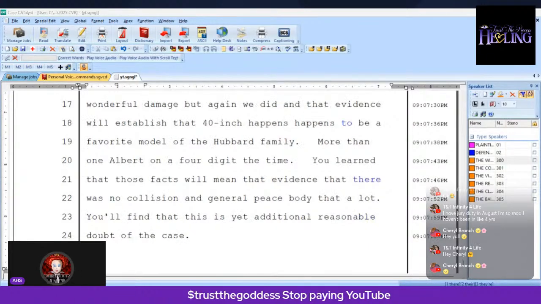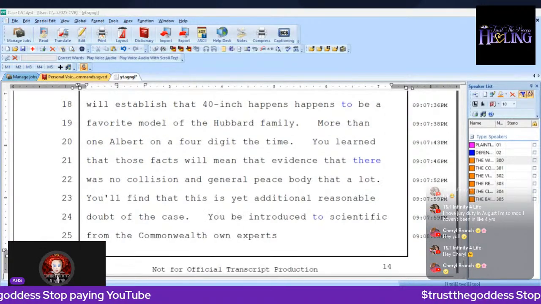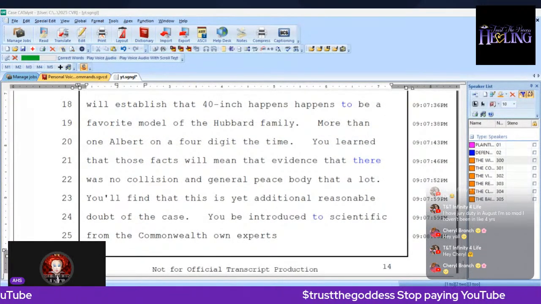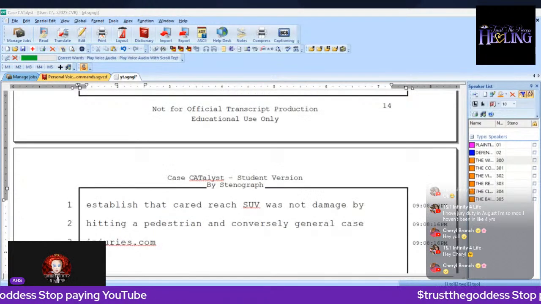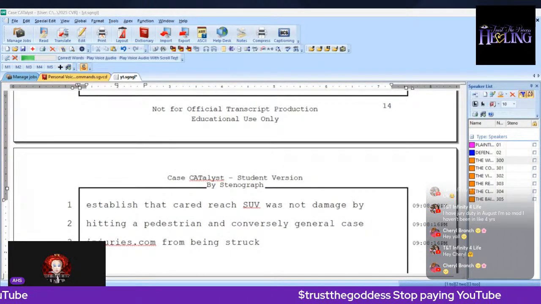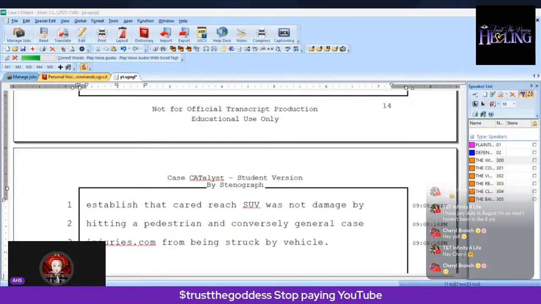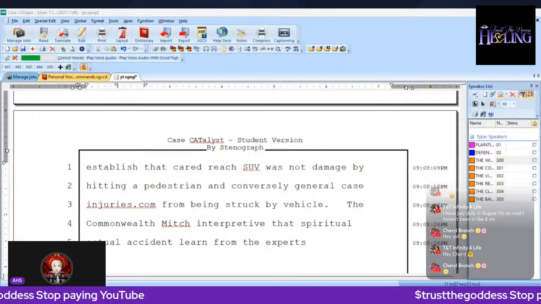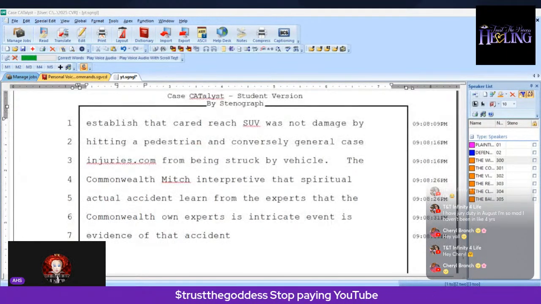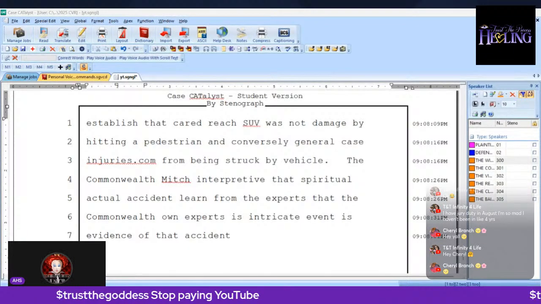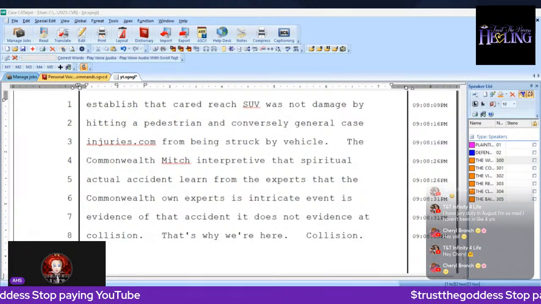You'll be introduced to science and physics, even from the Commonwealth's own experts. That science will establish that Karen Reed's SUV was not damaged by hitting a pedestrian, and conversely, John O'Keefe's injuries did not come from being struck by a vehicle. The Commonwealth mentioned triggering events, but what you'll actually learn from the experts, some of them the Commonwealth's own experts, is that a triggering event is not evidence of an accident. It does not evidence a collision. That's why we're here. A collision. And there's no evidence of one. Zero.